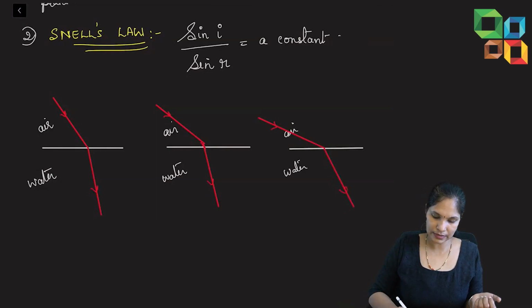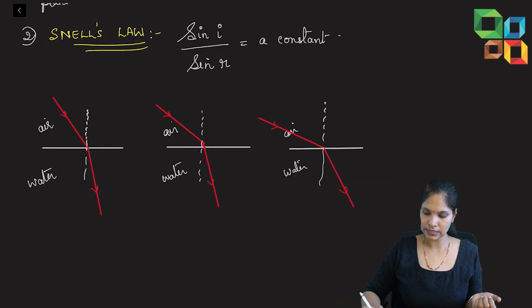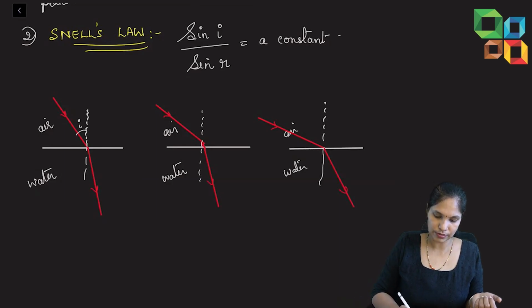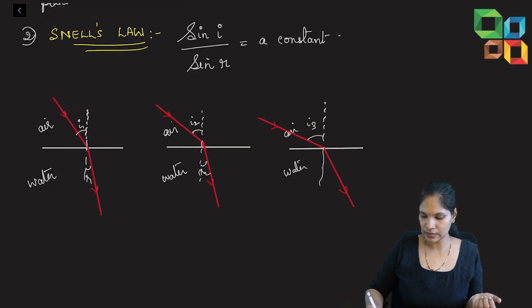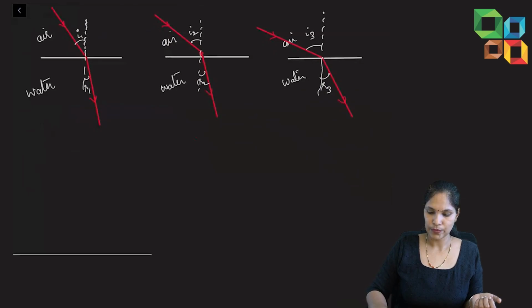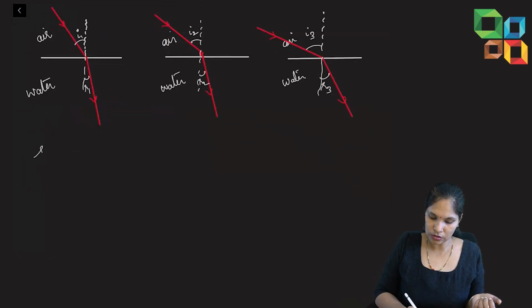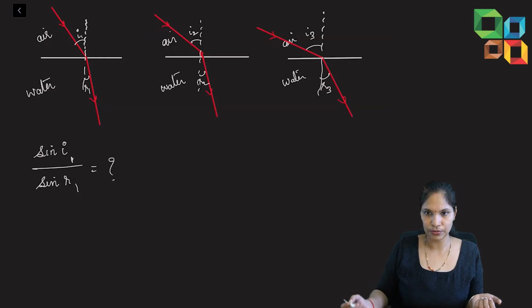So in all the three cases, angle of incidence is different, so angle of refraction also is going to be different. For different angle of incidence, there is different angle of refraction. I'll call this angle of incidence I1 in the first case and R1 in the first case, I2 in the second case, R2 in the second case, I3 in the third case, R3 in the third case. Okay. So according to Snell's law, if I apply that law to the first case, I get to see sin I1 by sin R1 is a constant. What constant? I do not know that.